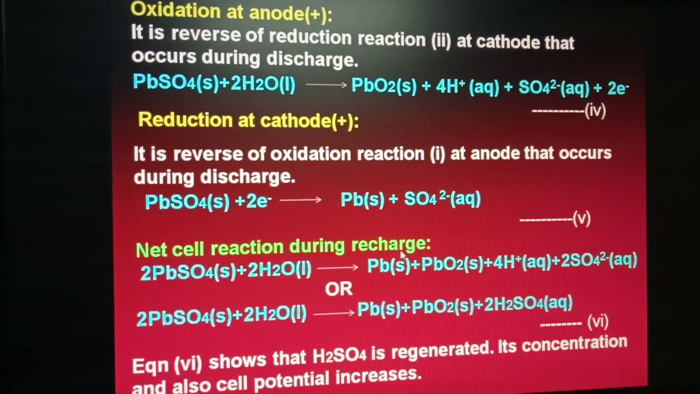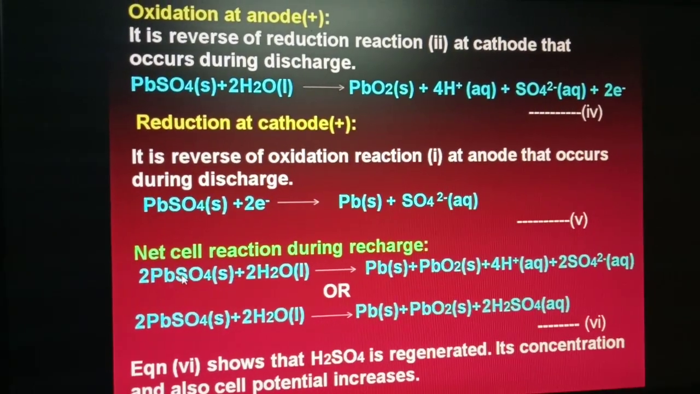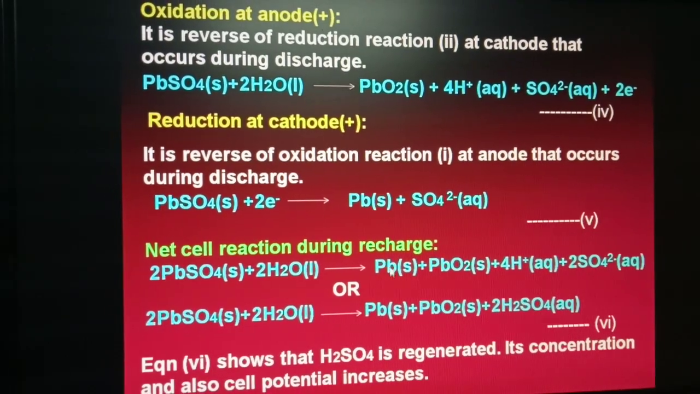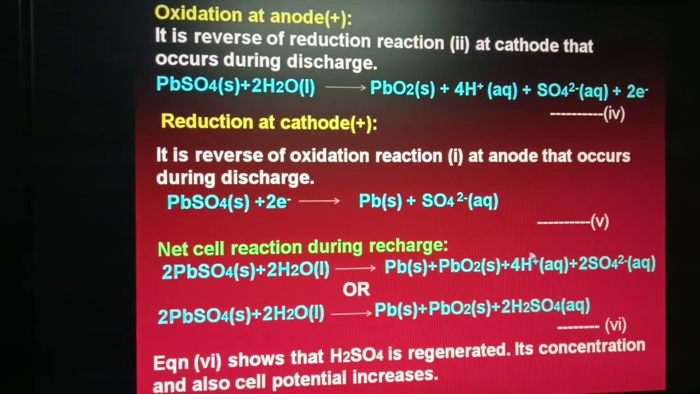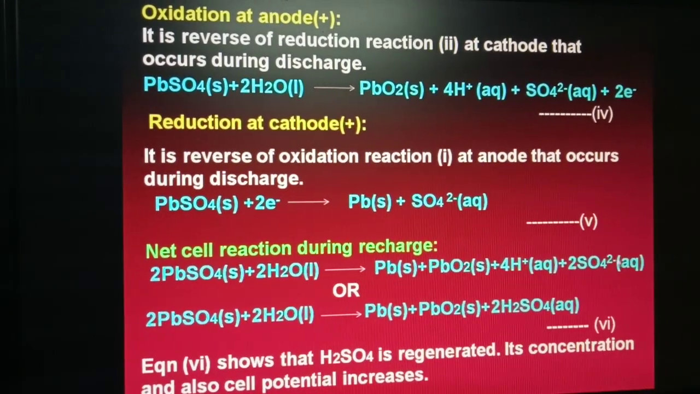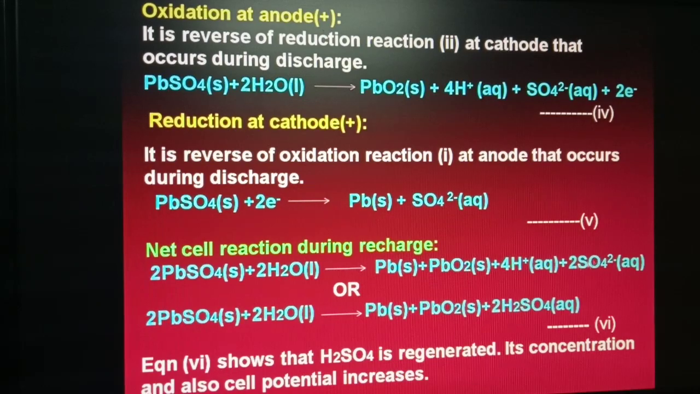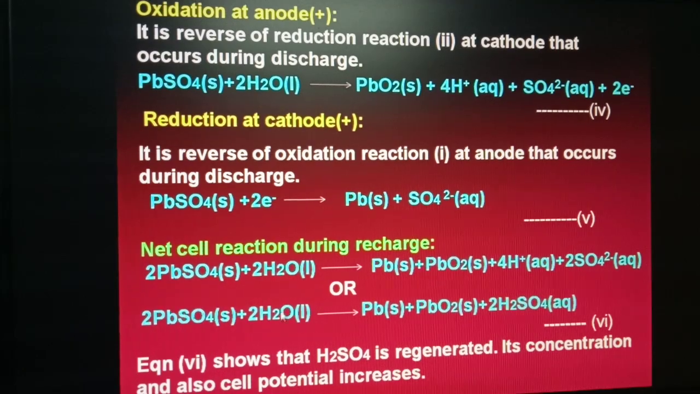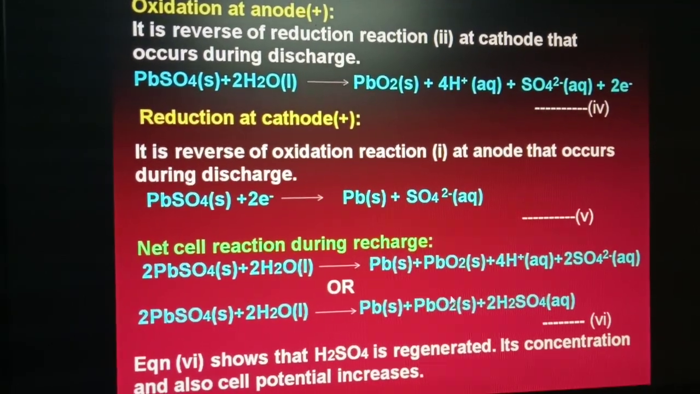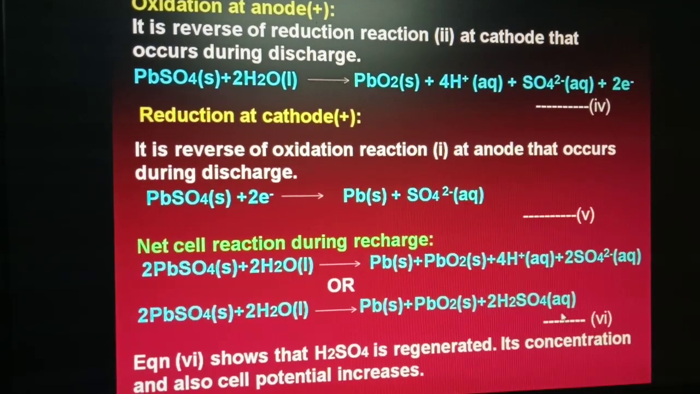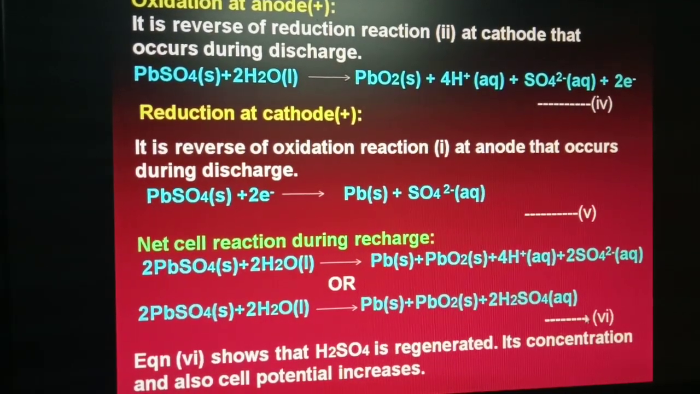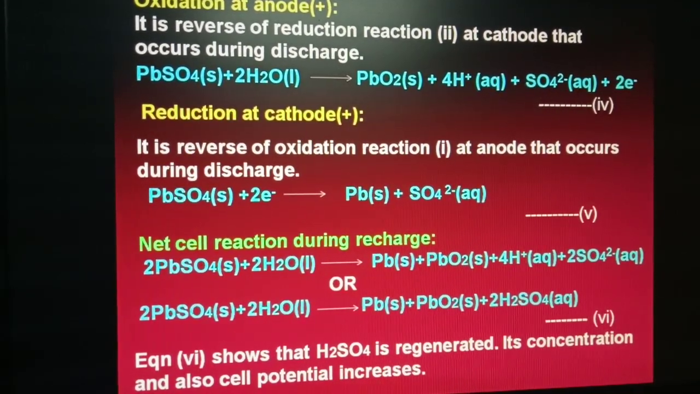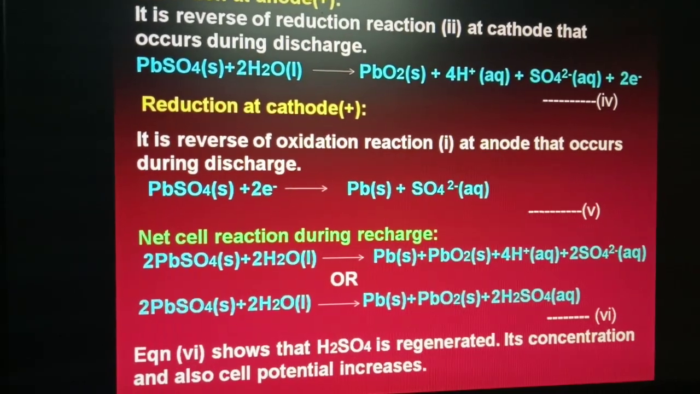Even the net cell reaction during recharge will be reversed: twice PbSO4 solid plus 2 H2O liquid gives Pb solid plus PbO2 solid plus 4 H+ aqueous plus 2 SO4 2- aqueous. Or in brief, twice PbSO4 solid plus 2 H2O liquid gives Pb solid plus PbO2 solid plus 2 H2SO4 aqueous. So equation 6 shows that H2SO4 is regenerated, and its concentration and also the cell potential go on increasing.